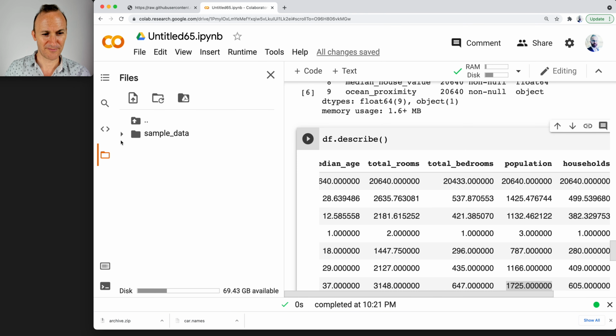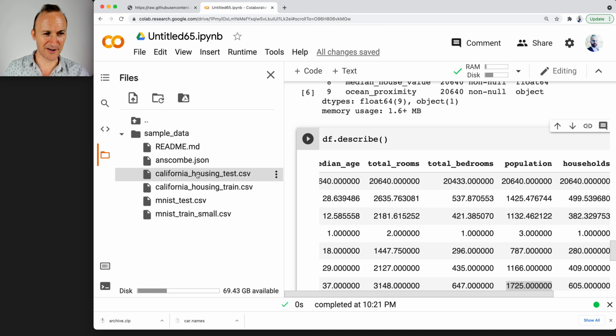All right. There it is. I wasn't sure, so I didn't say anything. It's actually stored by Google in sample data. Okay. And MNIST is visual data, so we're not going to touch that.